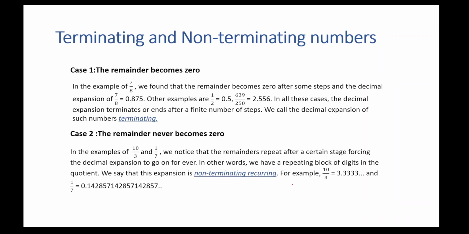Now, as we have seen in the previous example, when the remainder becomes 0, we call it a terminating decimal. When the remainder does not become 0, we call it a non-terminating decimal. Examples for terminating decimals are 1 by 2, 7 by 8. There are many examples. Examples for non-terminating are 10 by 3, 1 by 7. In the previous example you have seen 10 by 3 is 3.33 and 1 by 7 is 0.142857, and like this it keeps on coming.